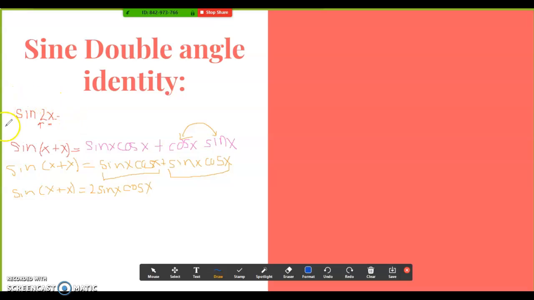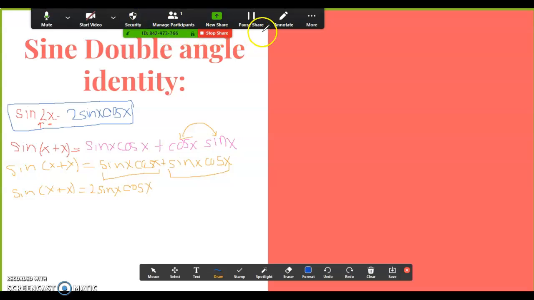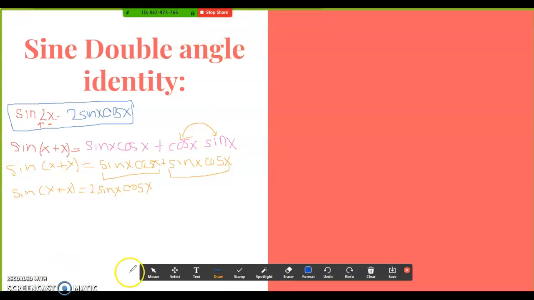So the double angle formula for sine, or sine of 2x, is equal to 2 times sine of x cosine of x. All right, let's move on and let's derive a formula for cosine.